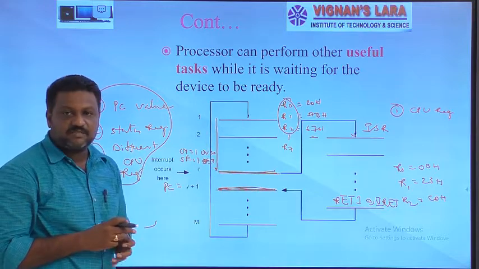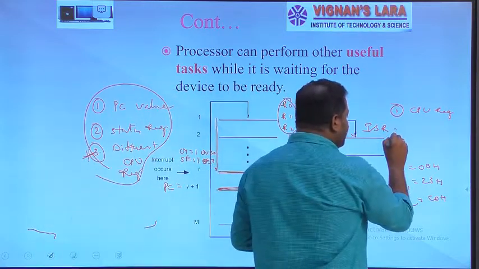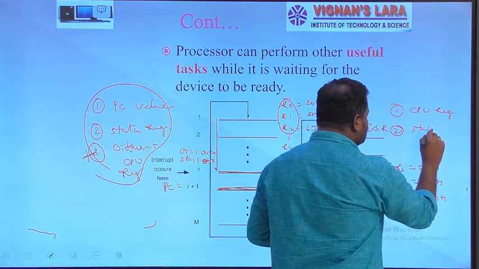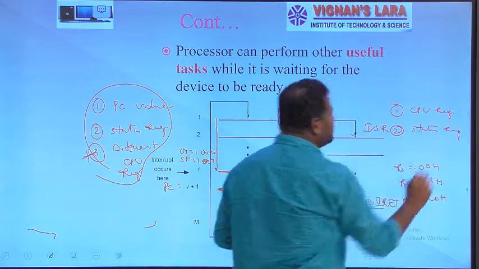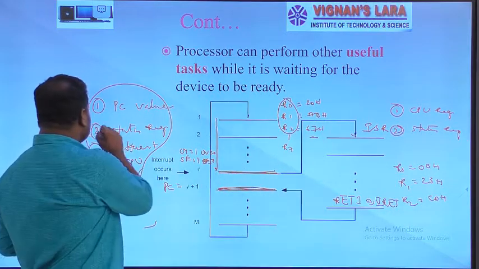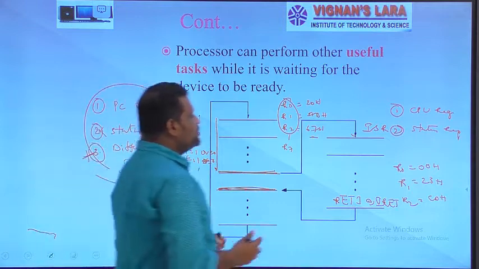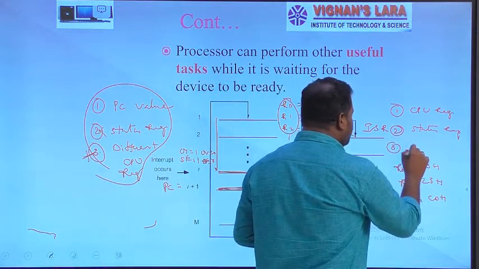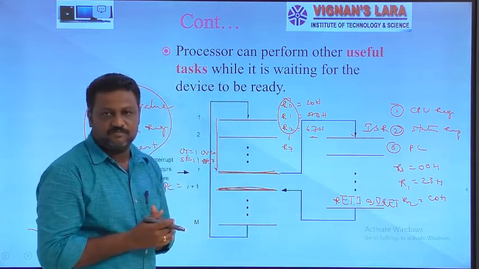So this is the first task. The second task is we retrieve status information, status register information from the stack. This is the second one. And the last one is we will go and get the PC value, that is the next instruction address.